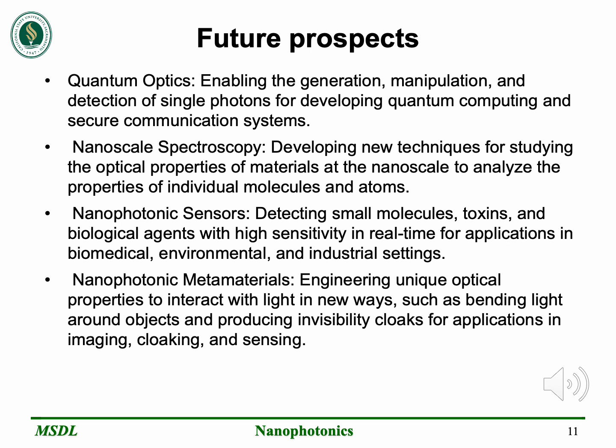Nanophotonic metamaterials have unique optical properties that can be engineered to interact with light in new ways. These materials can bend light around an object, create negative refractive indexes, and produce invisibility cloaks. This has potential application in imaging, cloaking, and sensing. For instance, nanophotonic metamaterials can be used to create super lenses that enable imaging below the diffraction limit.